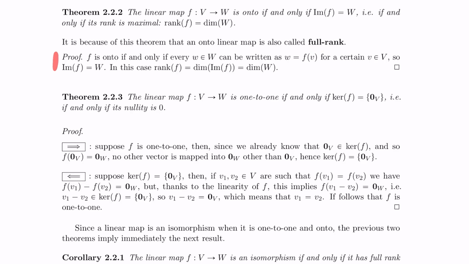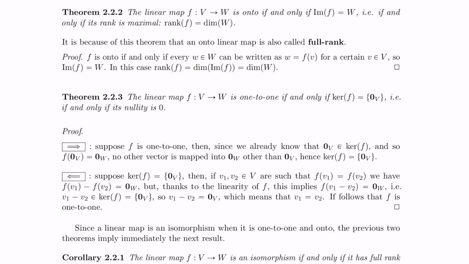The proof is immediate. In fact, as a nice and easy exercise, you can check that F is onto if and only if the image of F coincides precisely with the vector space W. If this is the case, then the dimensions of these two spaces agree, and so the rank of F is maximal.